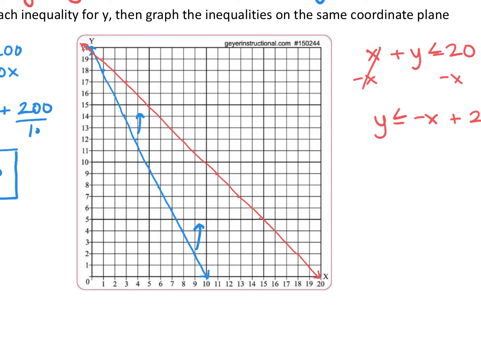And this time it says y is less than or equal to. So less than means we would shade below the line. So I'm going to put some arrows to indicate the shading will be below the line.